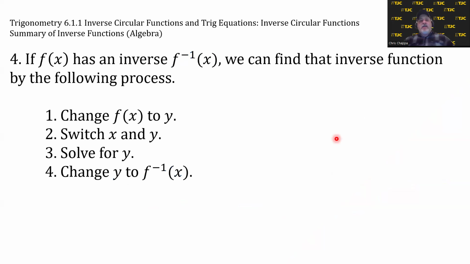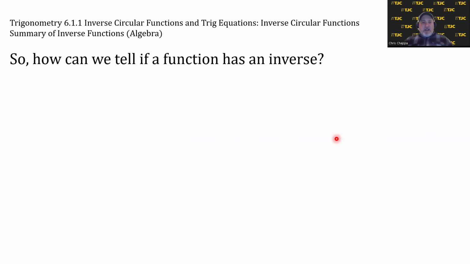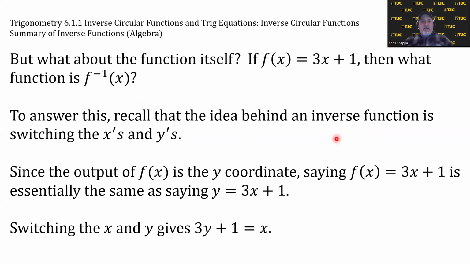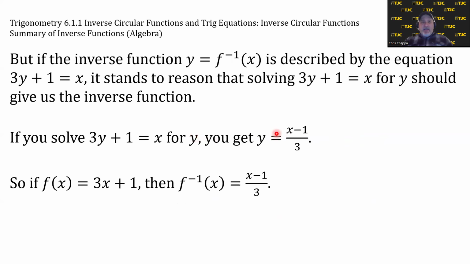And lastly, if f of x has an inverse, f inverse of x, we can find that inverse function by following the process. Change f of x to y, switch the x and y, solve for y, and then change y to f inverse of x. We saw that back here. We saw that it's almost there, right here, where we had replaced the function with y, switched the y and the x, solved for the y, and then replaced the y with f inverse of x.